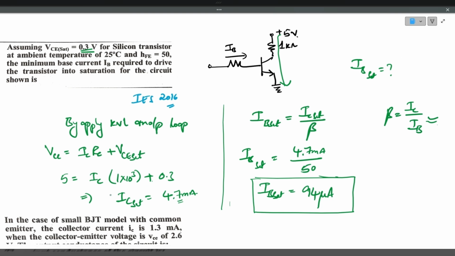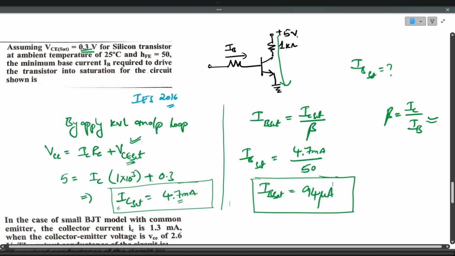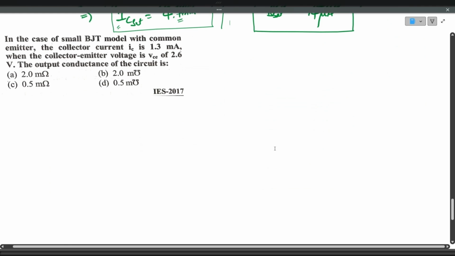The minimum collector current is this one. So we have to be very careful while solving these questions. Here the simple thing is VCE saturation. If you substitute VCE saturation, you will get the collector saturation current value. So be careful while solving this type of question in the examination. This question was asked in IES 2016. Very important. We'll see the next question.